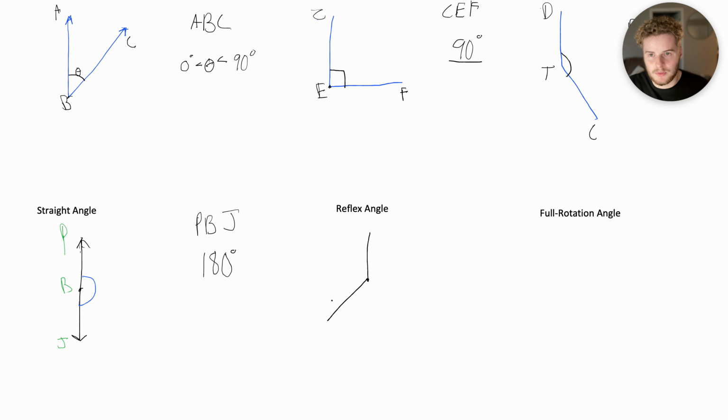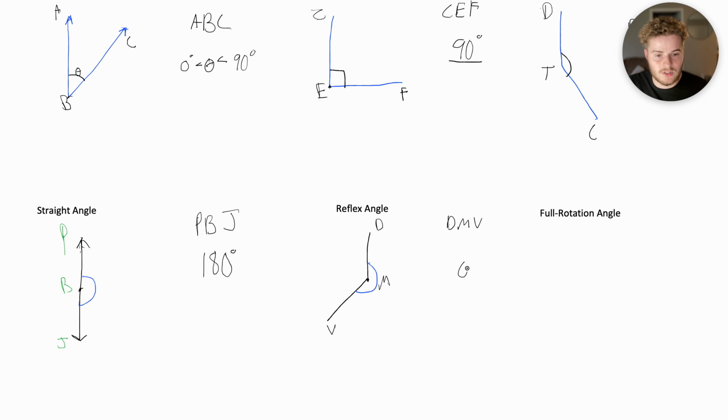And then have it come this way. A reflex angle is slightly larger than 180 degrees. And let's call this one DMV. So we can call this angle DMV or VMD. Again, work from one side to the other. That's all that matters in these cases.